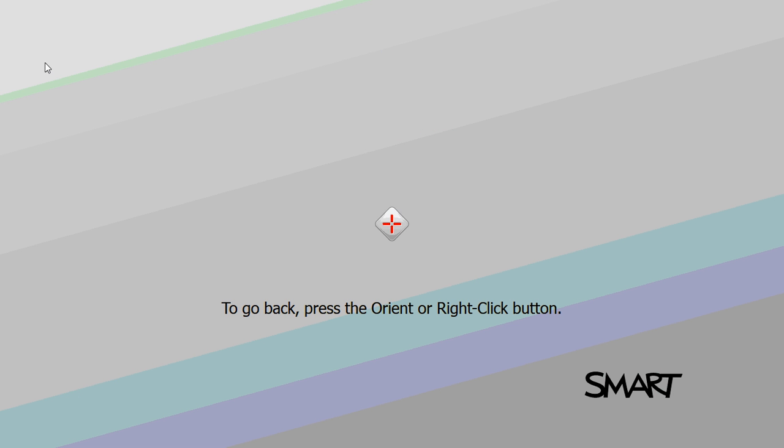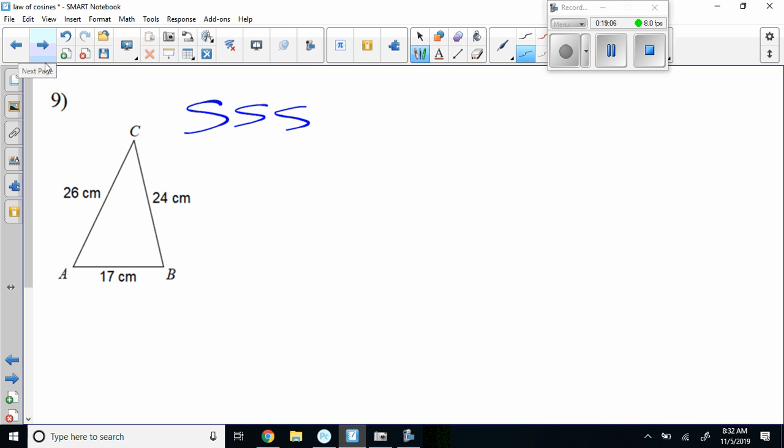Where else have we seen side, side, side? And what was it an indicator of? Because this ain't our first rodeo. Heron's formula, right? For area. You take any triangle, as long as you know all three sides, you can find it, right? Y'all remember that? Yeah, it's there. Good.